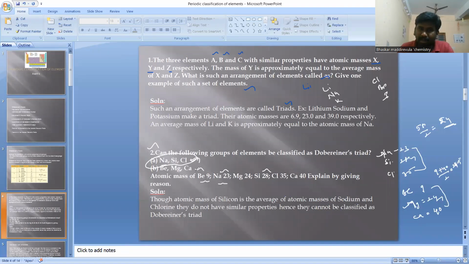The second set we can arrange in the form of a Dobereiner triad. The first set we can't arrange, because those elements do not have similar properties. The second set follows the Dobereiner triad law: the atomic mass of the middle element is approximately equal to the average atomic mass of the first and third elements. Second set we can arrange, first set we can't.